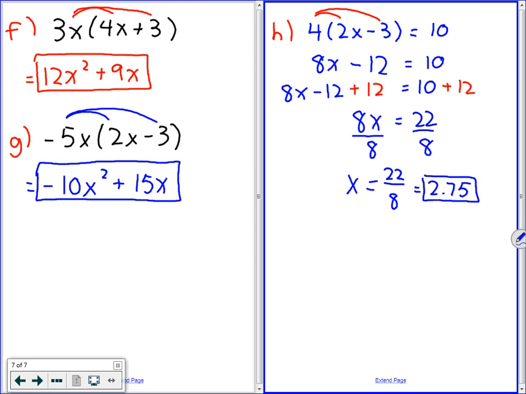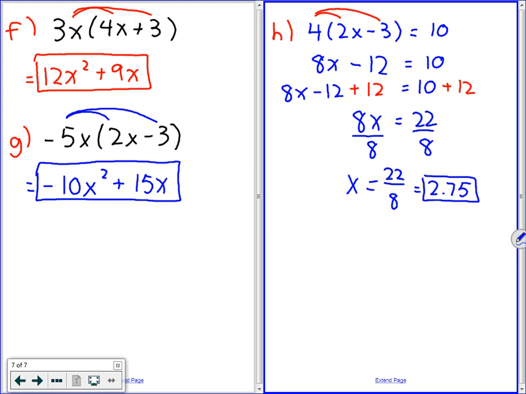I will try and get the answers to work out, but if I can't always make it happen, I'm sorry. If you want to leave your answer as 22 over 8, I'm okay with that. That's fine for me.